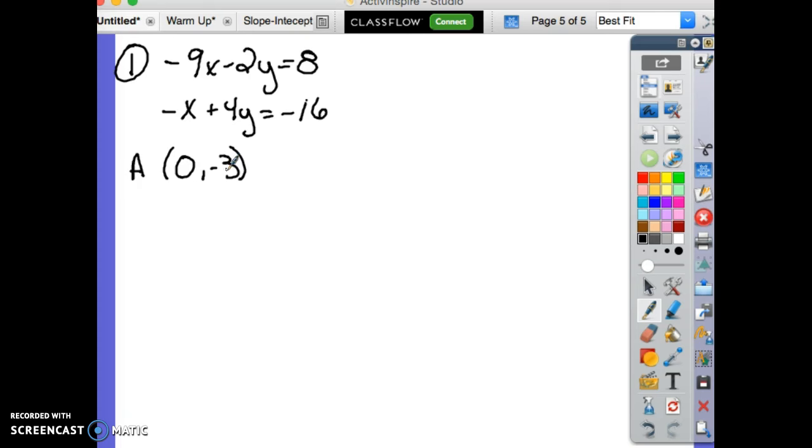Don't waste time. So I'm going to just use this first equation just because that's the one I want to. I could totally start with this one. I'm not going to. So plugging this coordinate in here, I have negative 9 times 0, because that's my x, minus 2 times negative 3, because that's my y, equals 8. So this is 0. That's nice. It just cancels out. So over here I have negative 2 times negative 3, which is 6. Well, 6 does not equal 8, so A is not my answer.